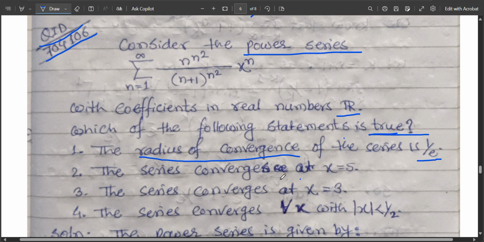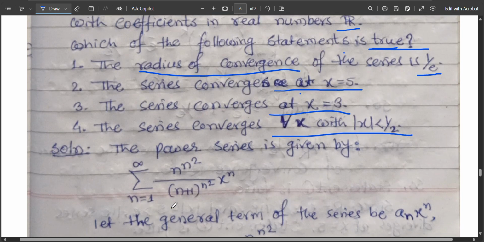The series converges at x equal to 5. At x equal to 5, the series is convergent. Another one: at x equal to 3, the series is convergent. For all x with norm of x less than 1 by 2, the series is convergent. So we have to check which of the following statements is true.